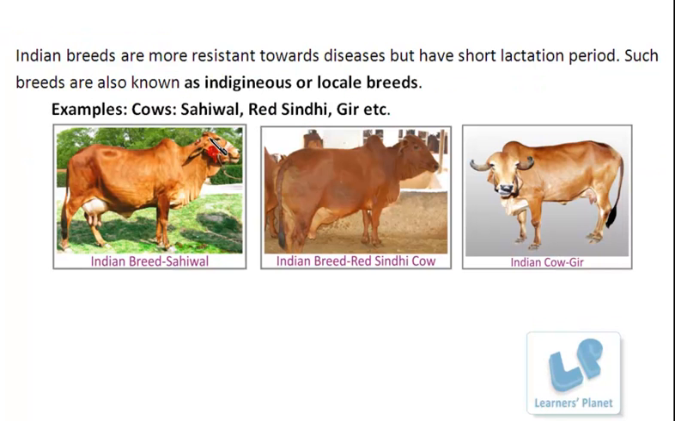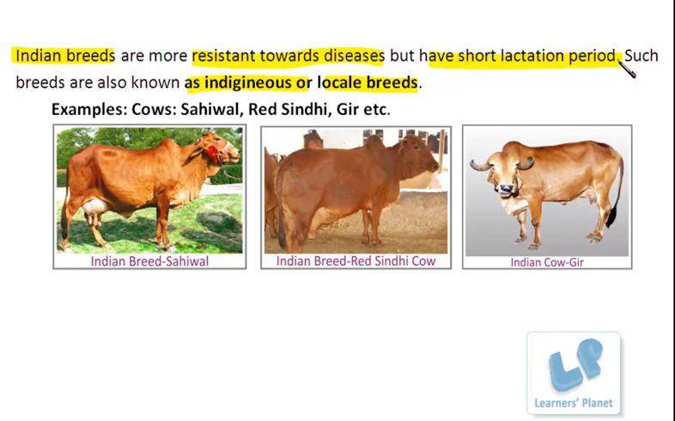Well, this slide is showing the Indian breeds. Right, we are living in India. So this is actually highlighting the Indian breeds. The Indian breeds are also known as indigenous breeds or the local breeds. Now the specialty of these cows is that they are more resistant towards the diseases. Right, but the drawback is that they have a short lactation period. So one of the purposes is served, but the other is not fulfilled.